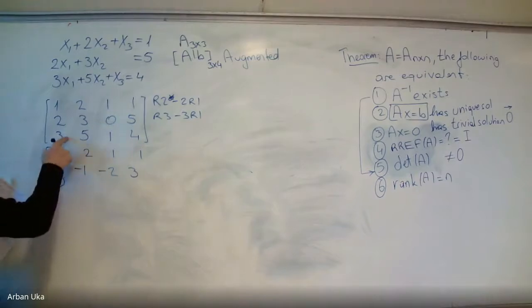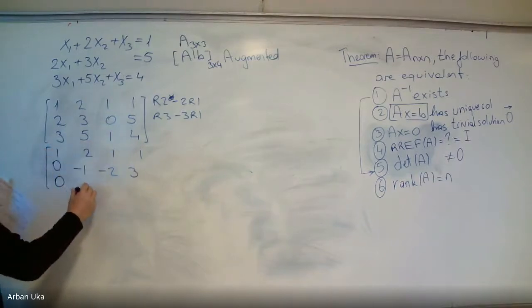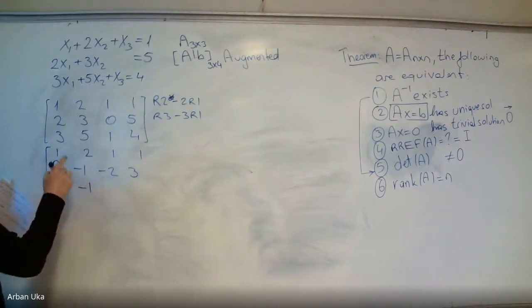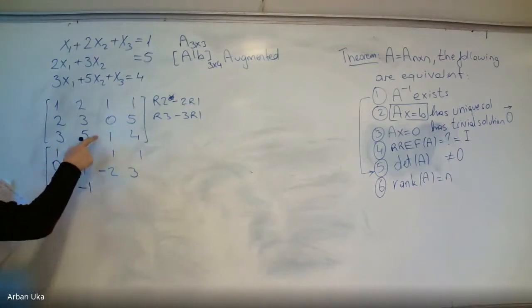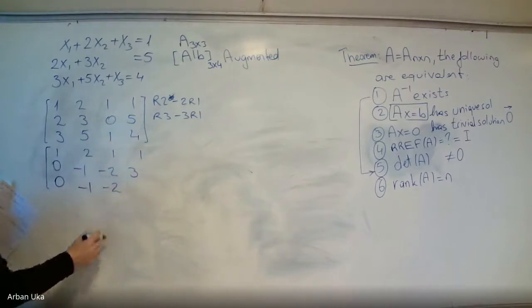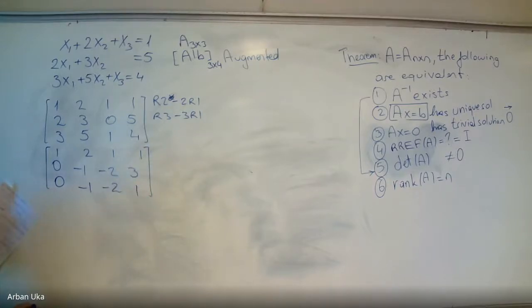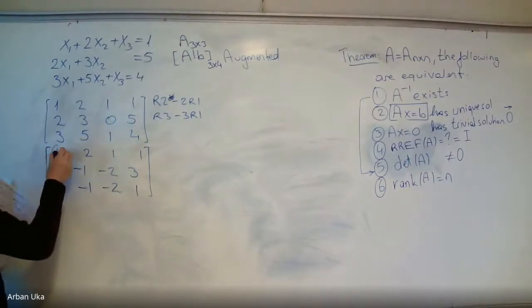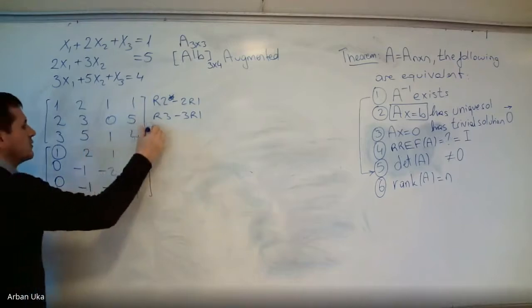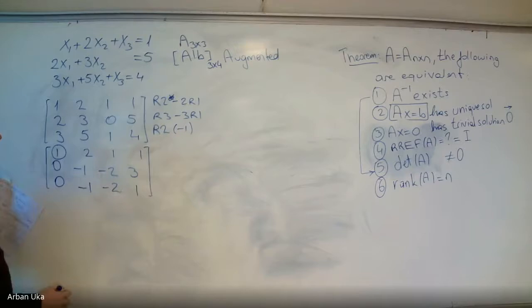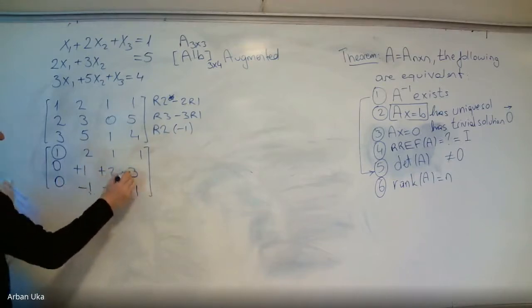We get 0, minus 1, minus 2, 1 minus 3, and 4 minus 3, we get 1. Okay? Then, what is the next step? We can try to make a leading 1, because we have a leading 1 here. How can we do this? We can say row 2 times minus 1. Okay? And this becomes like this.